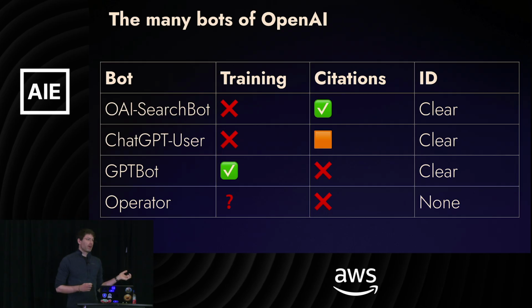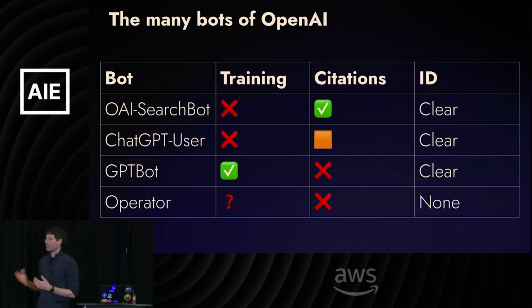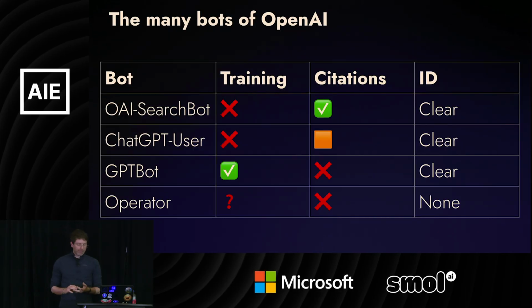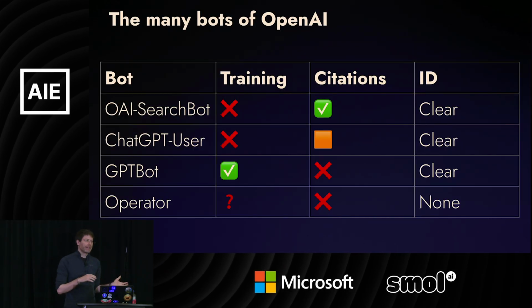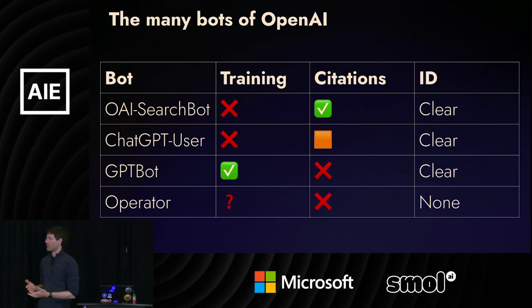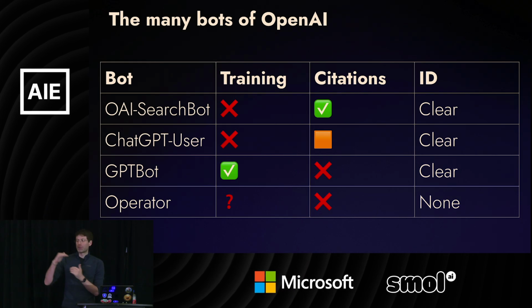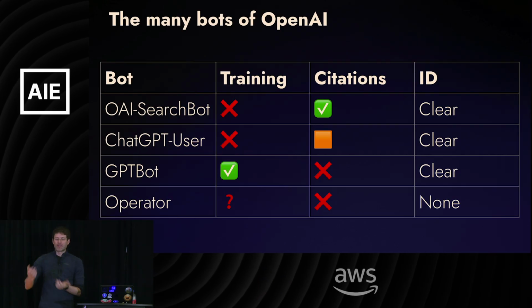And then there's GPTBot, which is the one that we saw was taking up a huge amount of traffic on Wikipedia and Diaspora. And this is the original one that is part of the training. It doesn't benefit you directly. You're being brought into the model, and there's often no citation as a result. These are kind of the three crawler bots that you might see on your site.